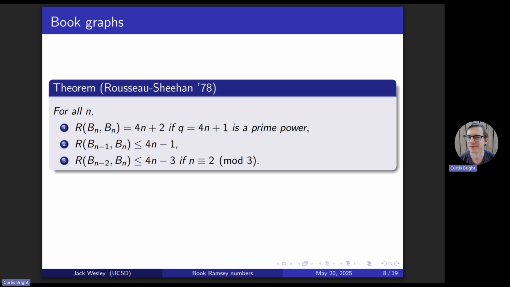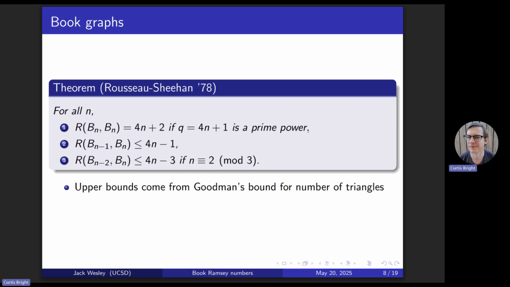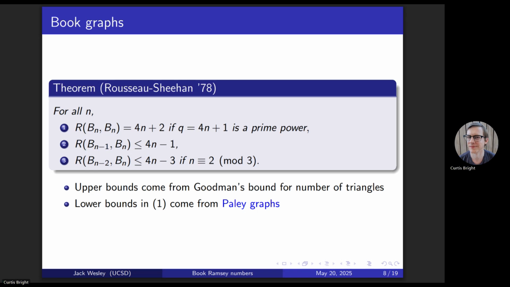This expression holds when q is a prime power. But they just gave these roughly 4n upper bounds, and they didn't say much about the lower bounds for these other cases. I'm not going to talk too much about the upper bounds, but Goodman's theorem, which tells about the number of monochromatic triangles in a graph, the upper bounds come from a very careful analysis of how you get this. But in this first case, where they actually get this tight bound, this comes from the Paley graphs. And this is why you need this 4n plus 1, if you're familiar with this.